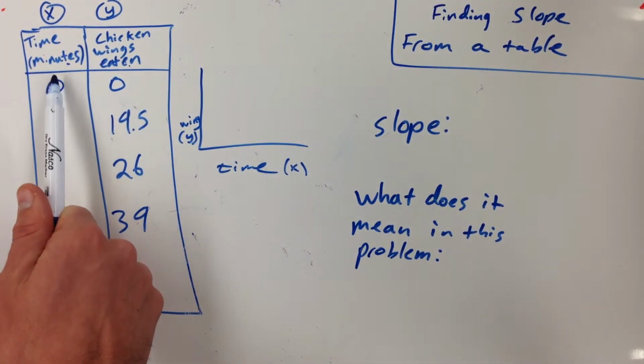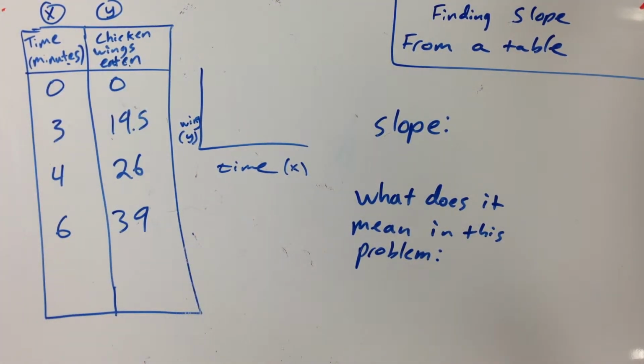Typically with a table, the x is going to be on the left and the y is going to be on the right. In fact, it's more than typical. It's pretty much always the case.